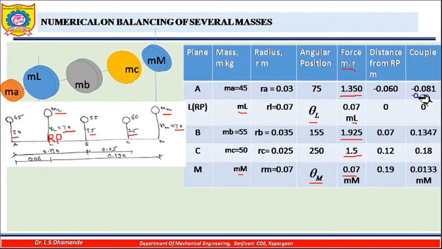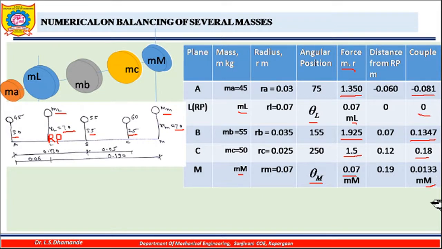It will be in kilogram meter square. This will be 0 because the distance is 0, and therefore this particular unknown quantity that is not available over here means it is 0 here. And then the couple due to B, I will get the magnitude for this. Couple due to C, I will get the magnitude of this also. And then couple due to M, so it is unknown. So I will observe here that there is only one unknown in this couple column.